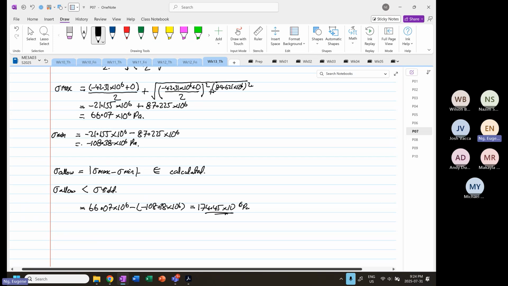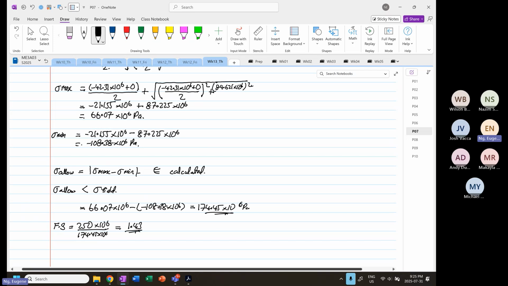So when that's the case, our factor of safety is equal to 250 times 10 to the power 6 divided by 174.45 times 10 to the power 6. Okay, so 250 divided by 174.45 is equal to 1.43.